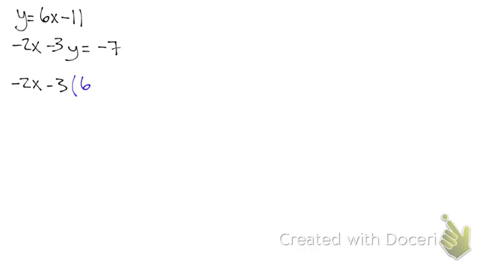Alright, so let's try another one. Let's say we have y equals 6x minus 11, and negative 2x minus 3y equals negative 7. With this problem, if we look at our first equation, y is already by itself, so that means we can take that and plug it into the other equation where y is. So we're going to have negative 2x minus 3, and instead of y, we replace it with 6x minus 11. And then we have equals negative 7.